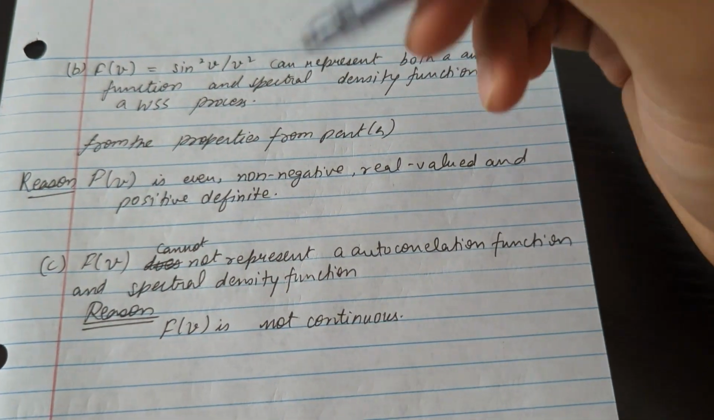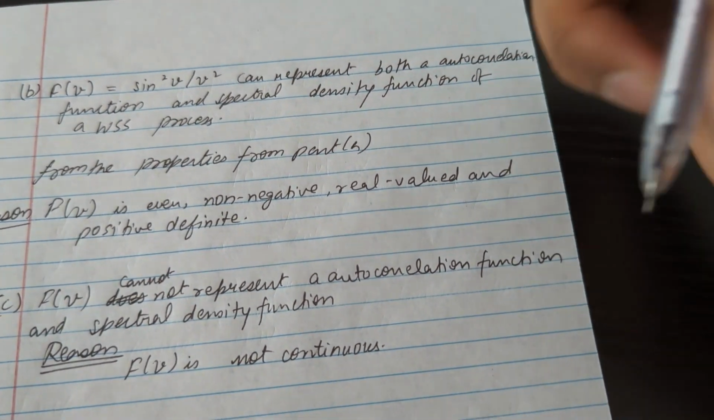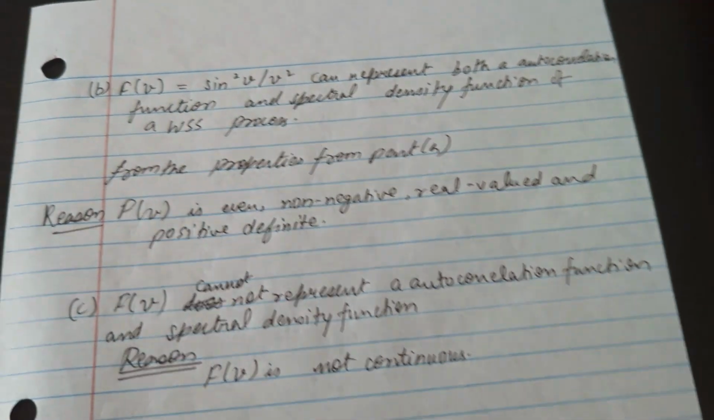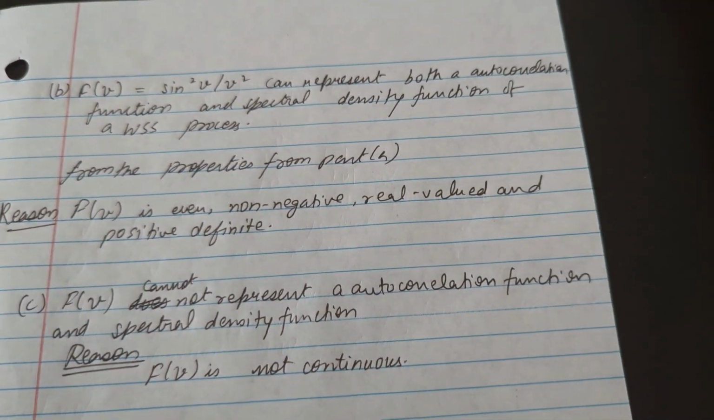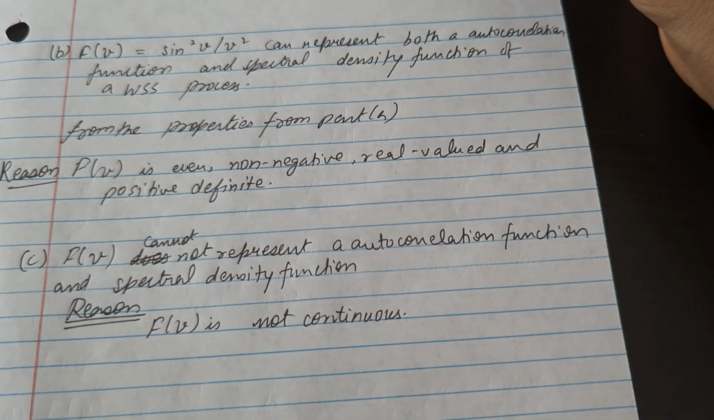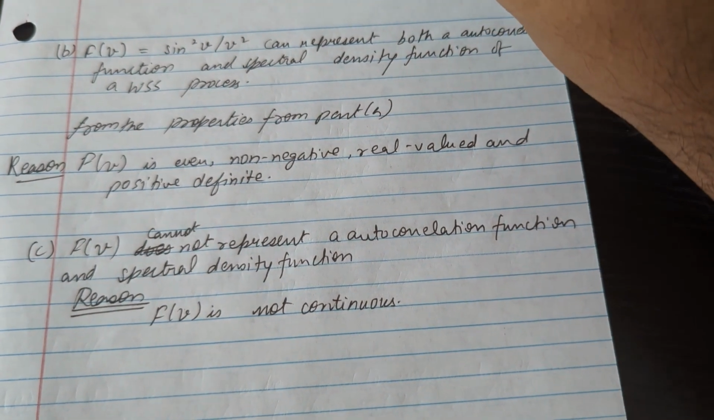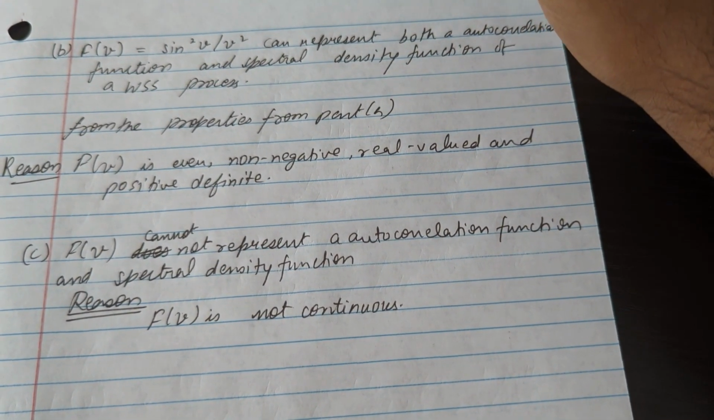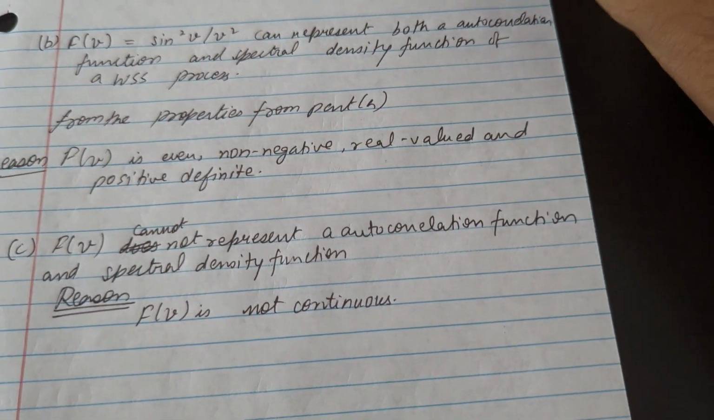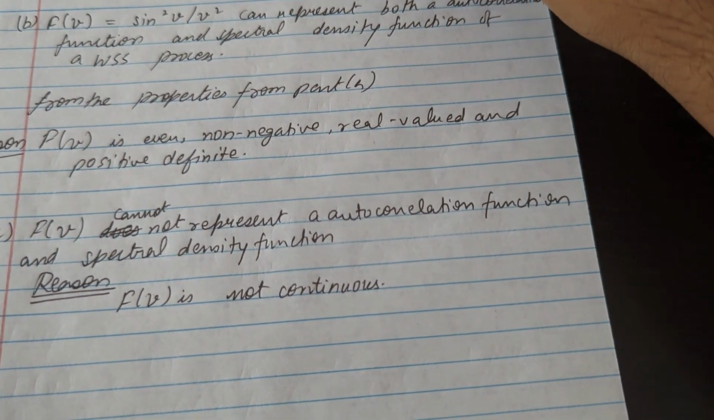So now for the third part, f(v) cannot represent an autocorrelation or spectral density function. f(v) is not continuous. So it simply is that it also depends on where alpha is. Okay, so we can say that f(v) equals 1 if mod v is less than or equal to alpha, and 0 for mod v greater than alpha, does not represent an autocorrelation function nor a spectral density function.